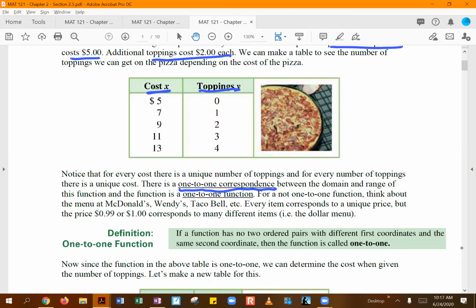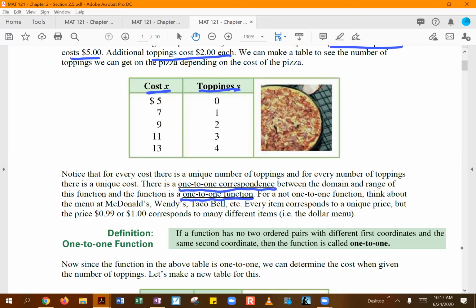And this one-to-one correspondence that we're talking about, this unique relationship between our x and y variables, is very important when we're trying to find these inverse functions. So they are saying when you have the one-to-one correspondence between the domain and range of our function, we can say that function is a one-to-one function. If your function is not one-to-one, then we will not be able to find their inverses.